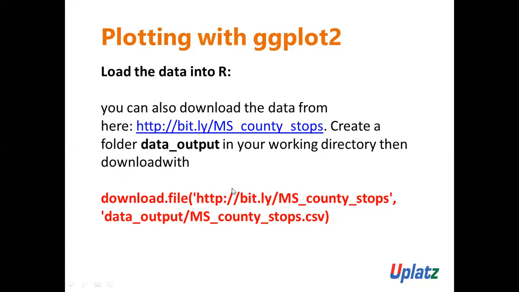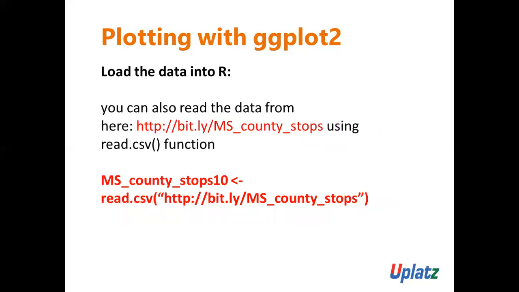Let's suppose you don't want to go with this one. If you want to go with the read.csv function, it is up to you. Use the read.csv function and then inside double quotation marks specify the link, and the result is going to be stored into the file ms_country_stops10. It's up to you. Got it? So the first thing is we need to load the data into R, and with the help of these two, we can load the data into R.